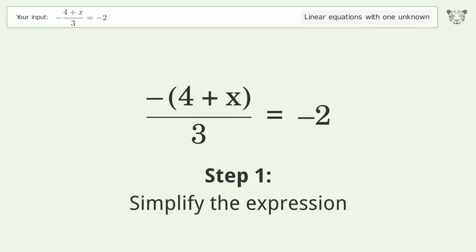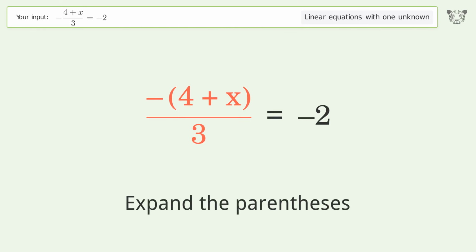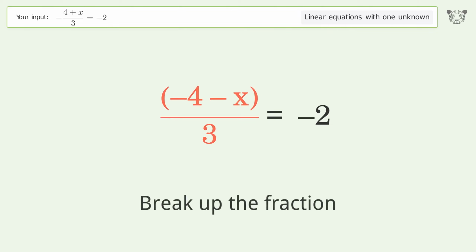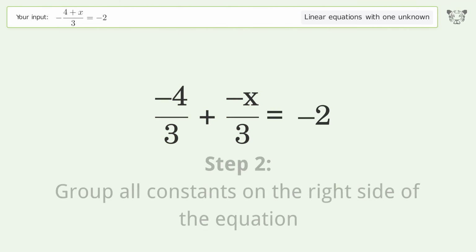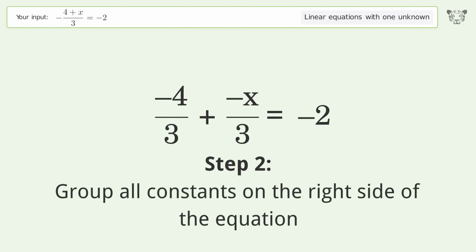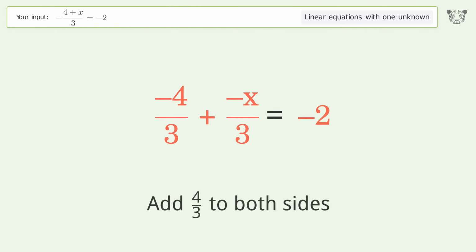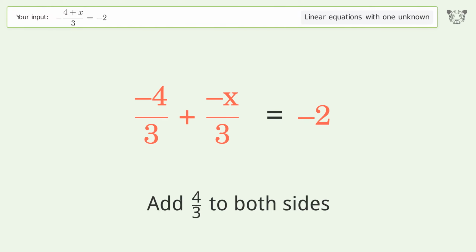Simplify the expression. Expand the parentheses. Break up the fraction. Group all constants on the right side of the equation. Add 4/3 to both sides.